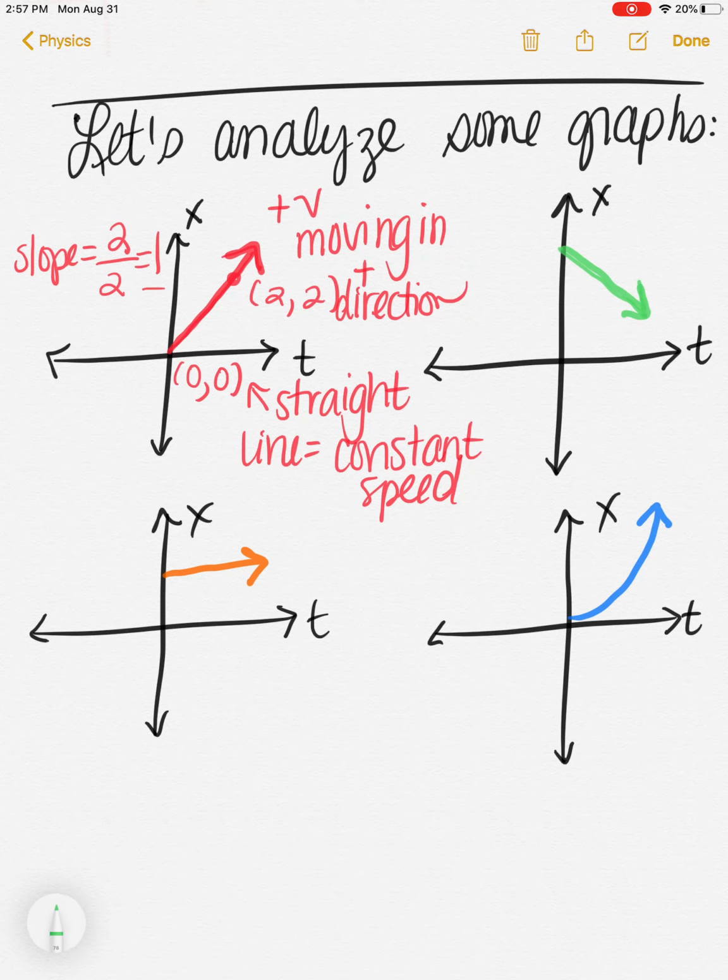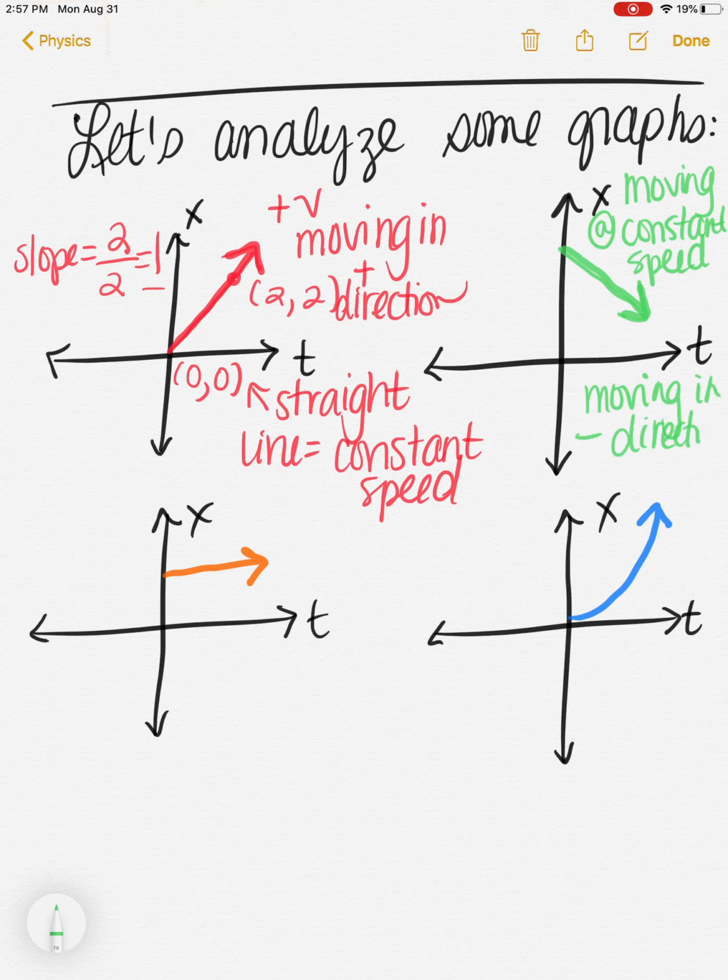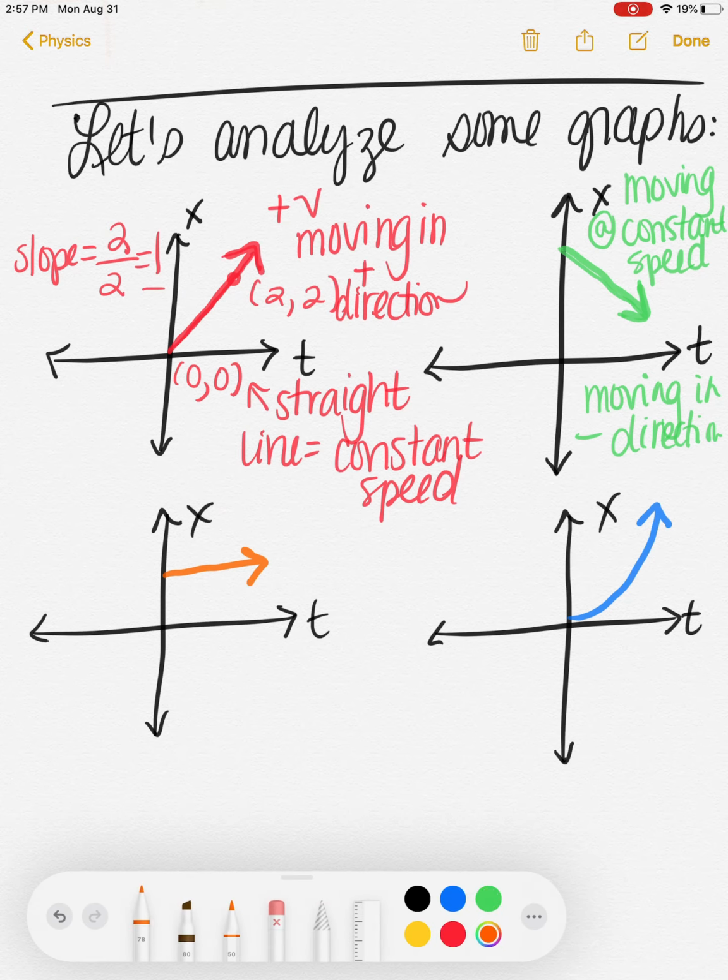So if we look over here maybe at the green line, again, you have a line that is moving. It's not staying flat, but instead of the position becoming more positive, the position is becoming more negative. So this is still moving. And you can even say at a constant speed, because it's a straight line. However, it would be moving in a negative direction. So maybe you're going from somewhere that's like 2 meters away from the motion detector towards the motion detector.